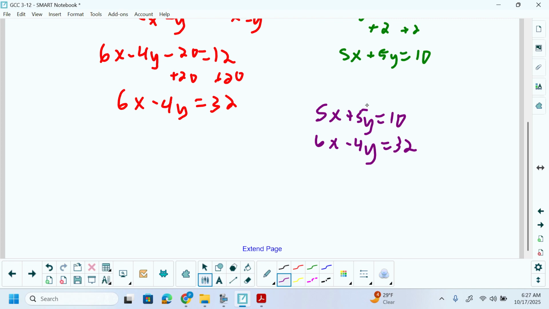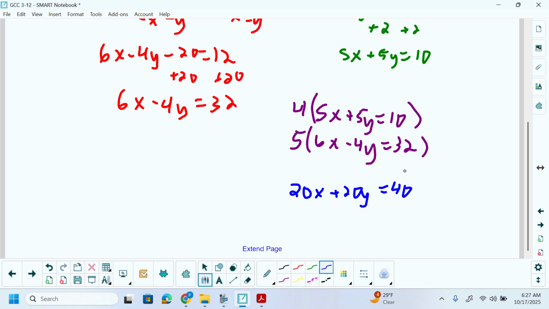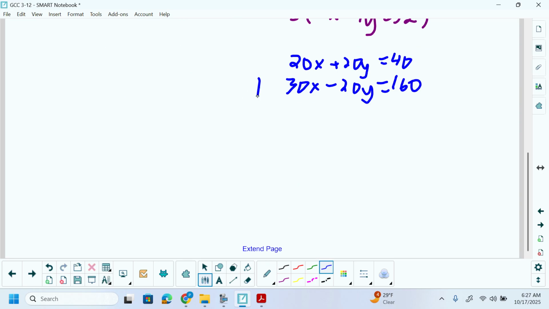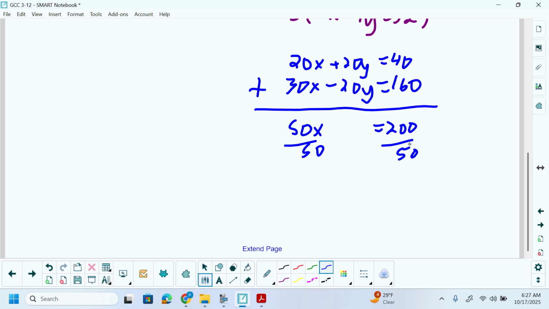And I'm going to go ahead and get the y's to match up. So maybe we'll target 20 and negative 20. So I'll multiply the top equation by 4 and the bottom equation by 5. So that'll give us 20x plus 20y equals 40. And we'll have 30x minus 20y equals 160. We'll add our equations together. The y's will wipe out. So we'll have 50x equals 200. Divide by 50. And we get that x is equal to 4.